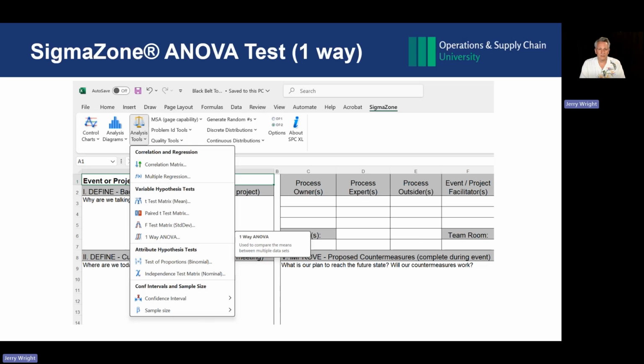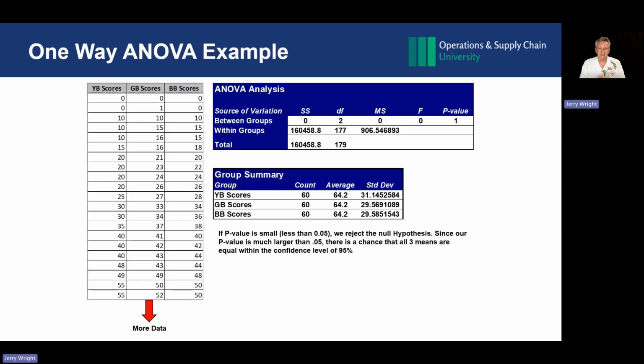Now in SigmaZone, if you look at the screenshot, you can see under Analysis Tools, you can choose one-way ANOVA. It's right there. You can see it, Analysis of Variance. Here's an example. Let's say I've got yellow belt, green belt, and black belt scores, and there's much more data than you can see here. I put that in, one-way ANOVA, I run my samples, and you can see here, my p-value is small. It's much less than 0.05, then we'd have to reject the null hypothesis. Since our p-value is actually much higher than that, there's going to be a chance that all three means are equal. And if you look at the average, 64.2, 64.2, and 64.2, that means that I've got pretty much the same information there.